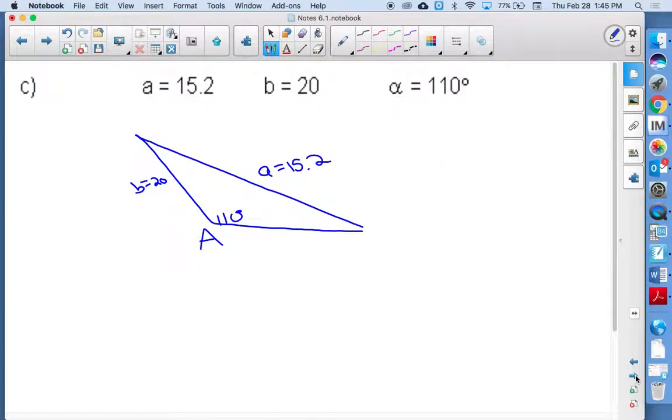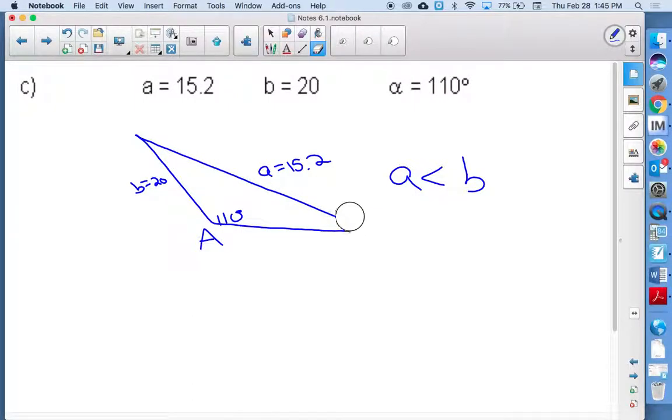For C, that's an obtuse angle, 110 degrees. You don't need to calculate the height whatsoever. So you're just comparing the side that matches the angle and the other side, and 15.2 is definitely less than 20.